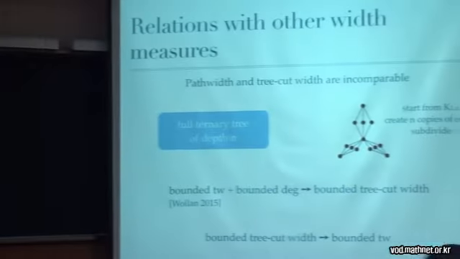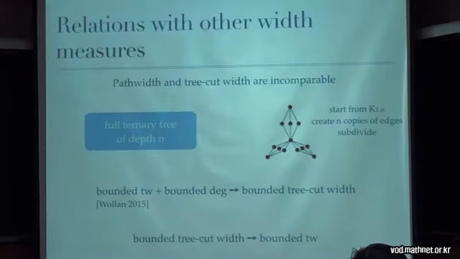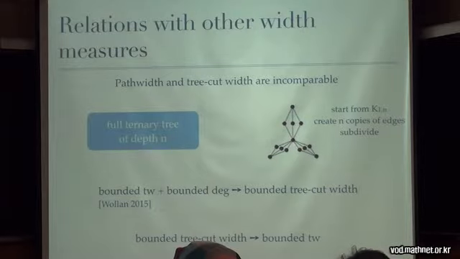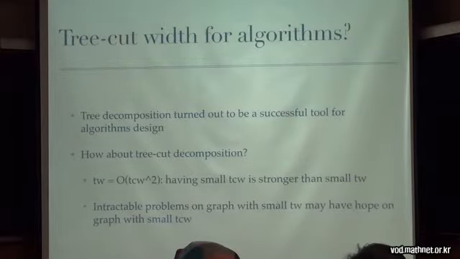But you said this is three-edge connected, but this is not, right? Because of small degree vertices. Ah, yes, you're right. Yeah. So actually, you can get rid of this subdividing. You can equally define tree cut width on multigraphs as well.